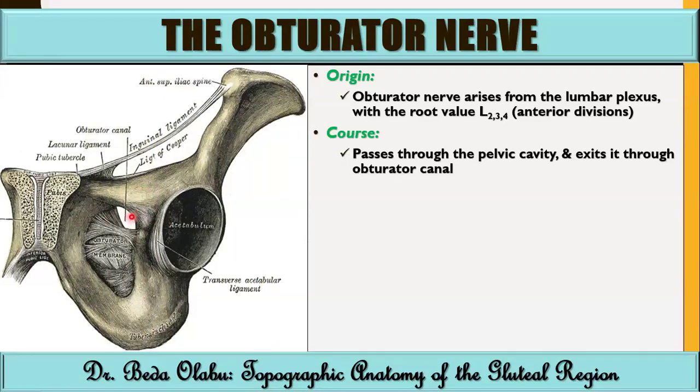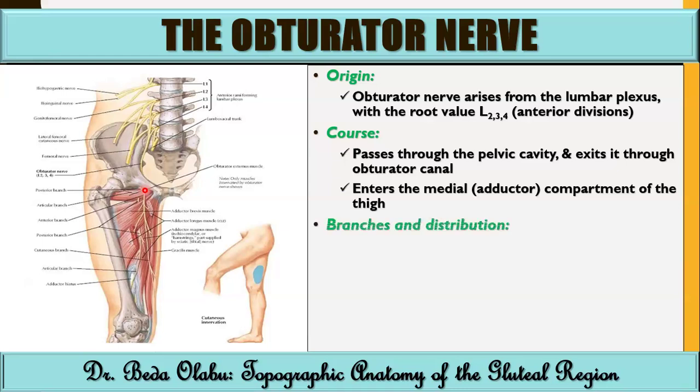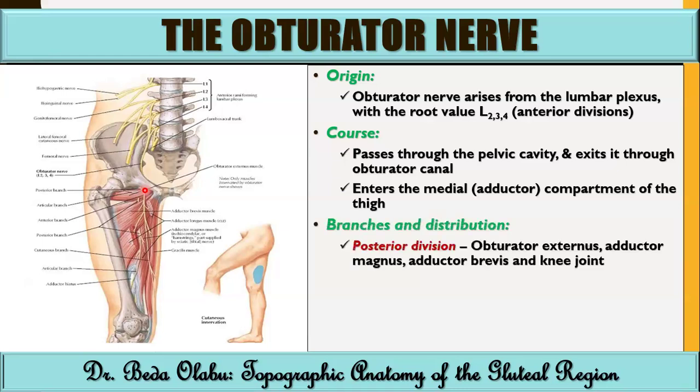This is the obturator canal. This is the obturator foramen, and this is the obturator membrane. So this is the obturator canal where the obturator nerve and artery pass. After passing, now the nerve enters the thigh. Usually in the middle aspect of the thigh, it will give branches. It splits into two, anterior and posterior division.